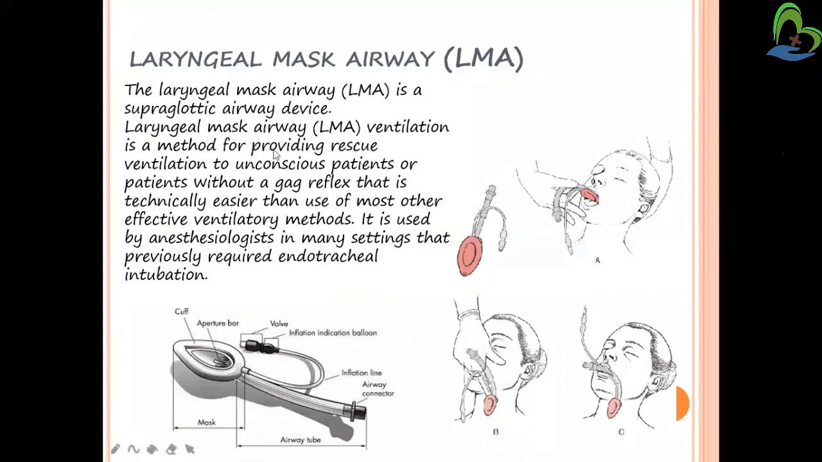Laryngeal mask airway ventilation is a method for providing rescue ventilation to an unconscious patient or a patient without gag reflex, that is technically easier than the use of most other effective ventilatory methods. So in any emergency, in that situation, we can give oxygenation by this laryngeal mask airway also. It is used by anesthesiologists in many settings that previously required endotracheal intubation.